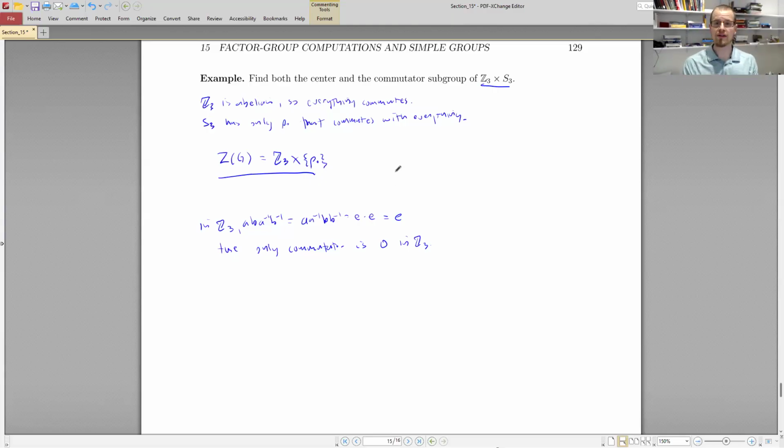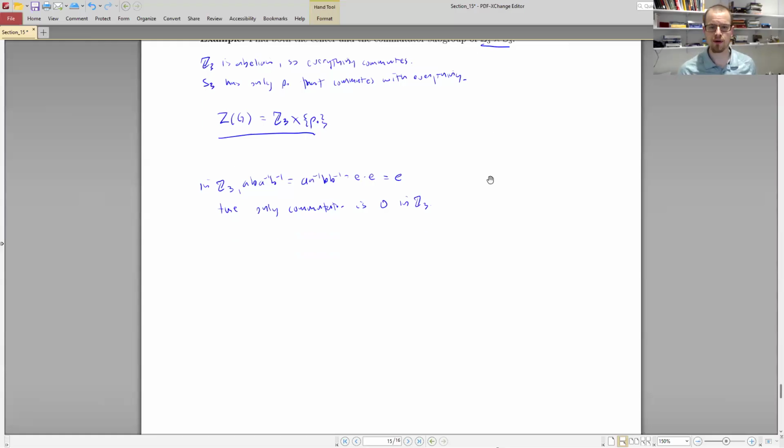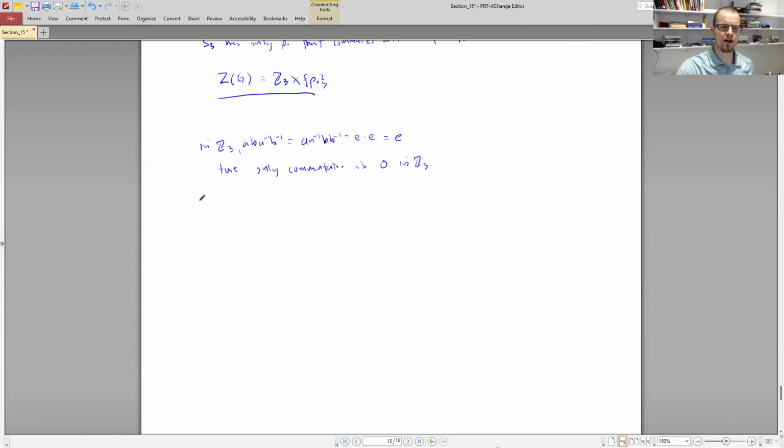1 plus 2 plus a -1 plus a -2. Oh, look, they all cancel out. Wonderful. It's 0. So the only commutator is 0 in Z3. Now, our text shows that the commutator subgroup is A3 in S3. And I would encourage you to take a brief look at that. It's a pretty simple and short explanation.